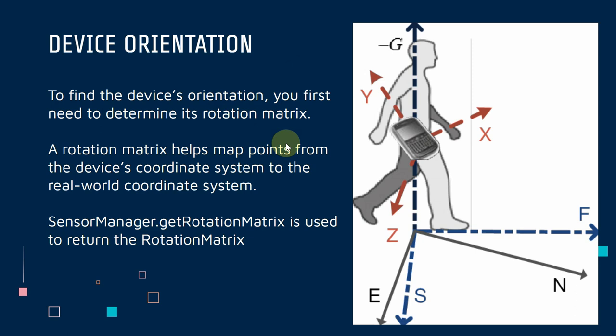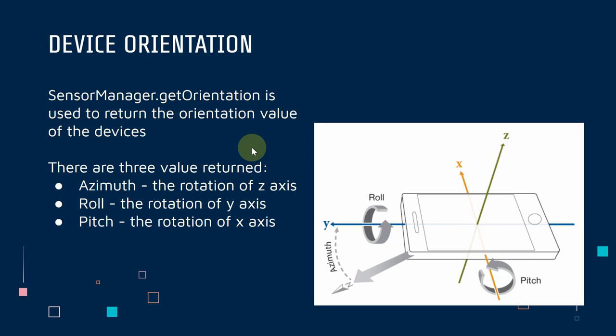To find the device orientation, you first need to determine its rotation matrix. Why? Because the coordinate system of your phone and the world is different, just like you saw in the previous slides. A rotation matrix helps map points from the device coordinate system to the real world coordinate system. It's a transformation matrix. To get the rotation matrix, you can use the sensor manager, and after you get that, you can find the orientation as well.